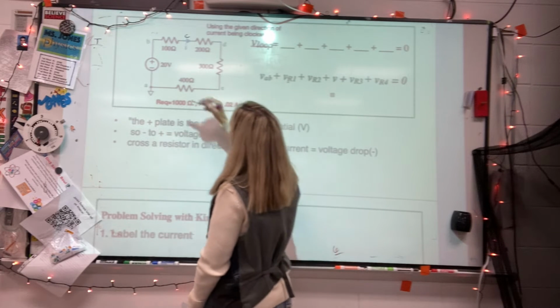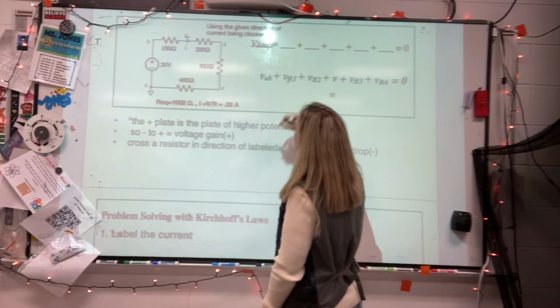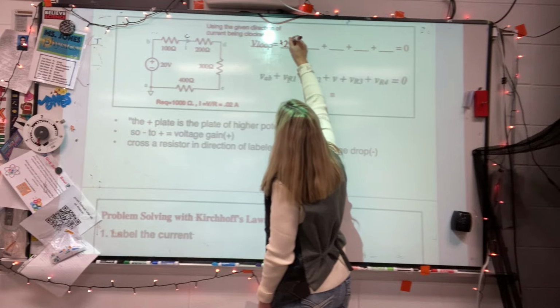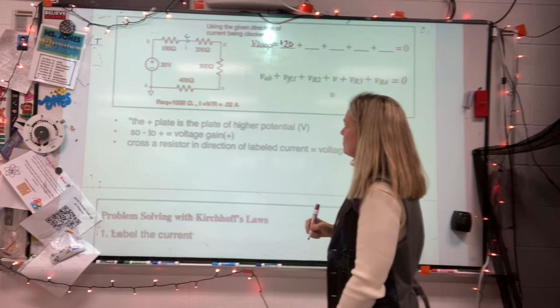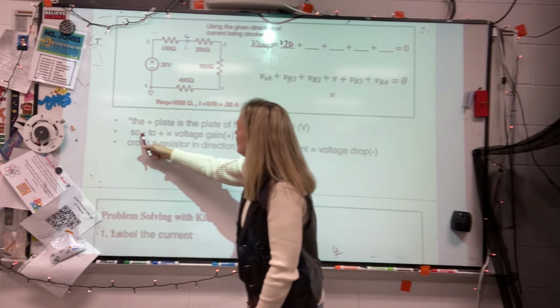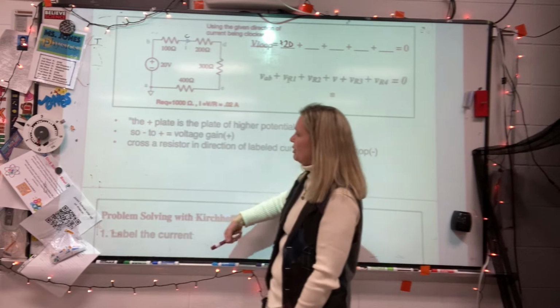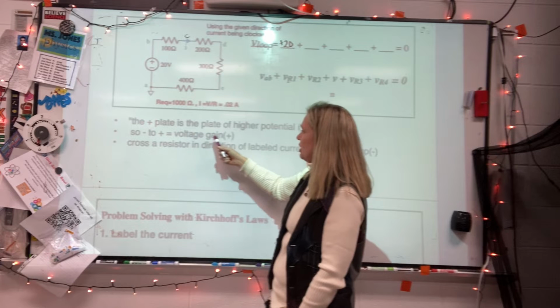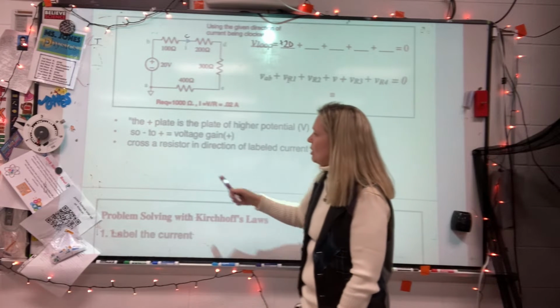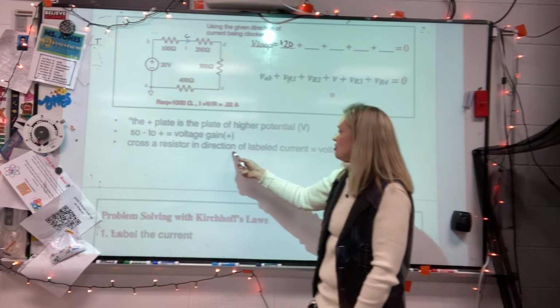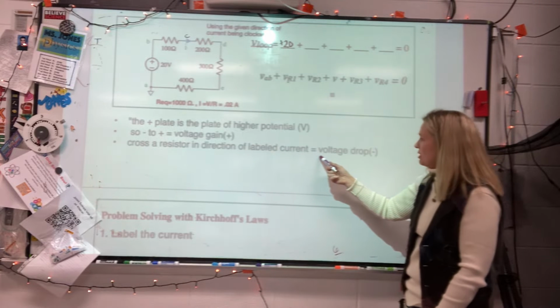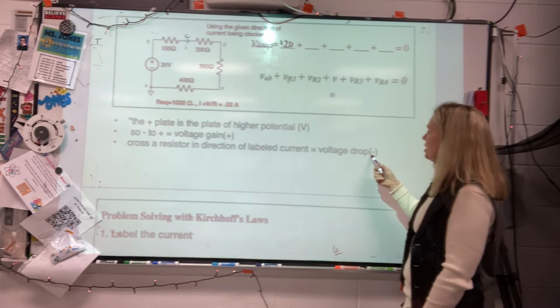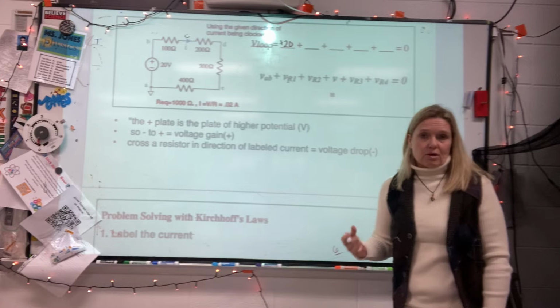All right. So from here to here, that's a positive voltage change. Negative to positive, this is something to know, and I reiterate on the next page. We get a voltage gain. Now, when we cross a resistor in the direction of labeled current, we get a voltage drop. Remember, I've already mentioned this.